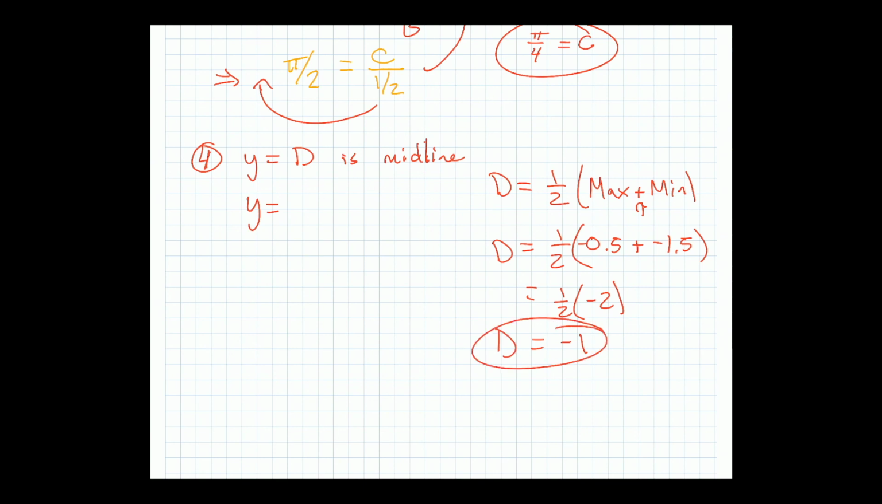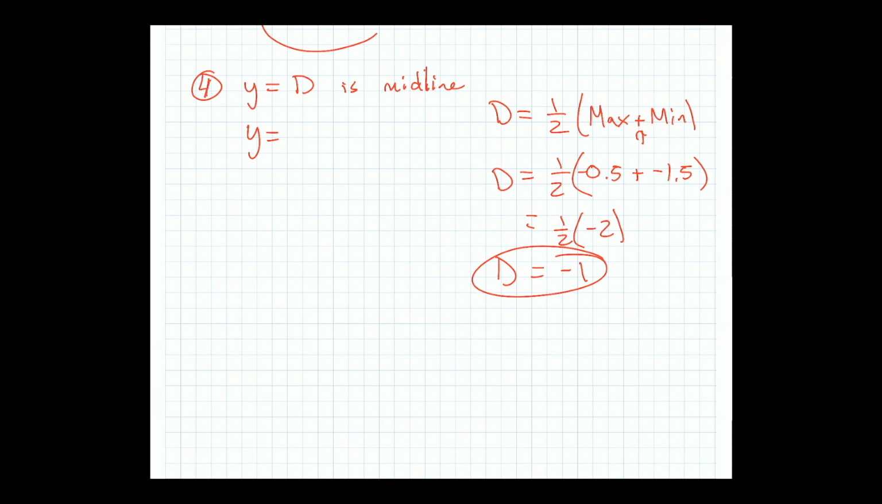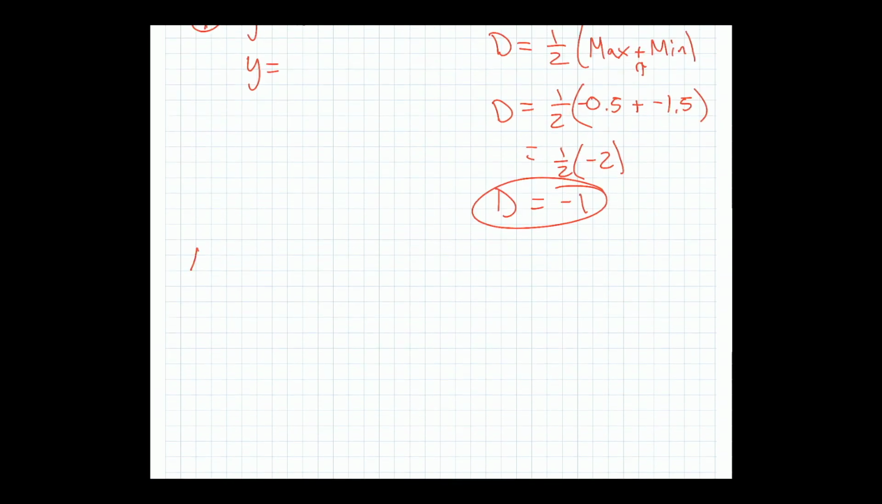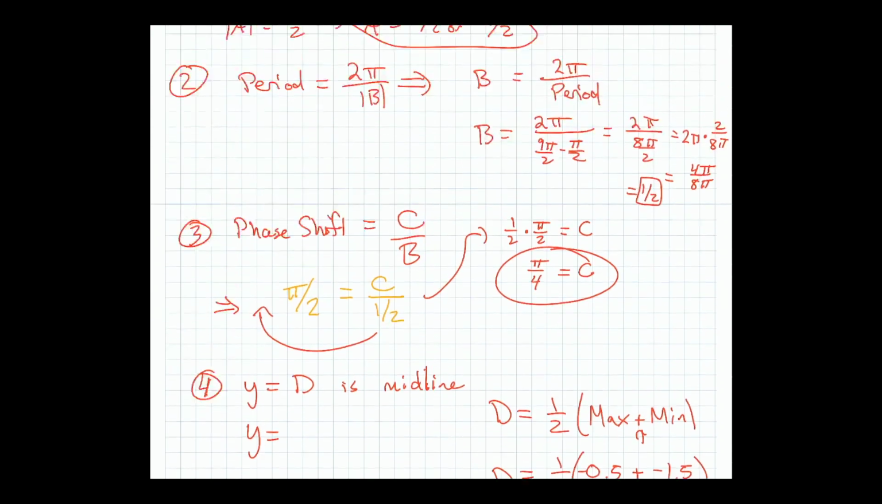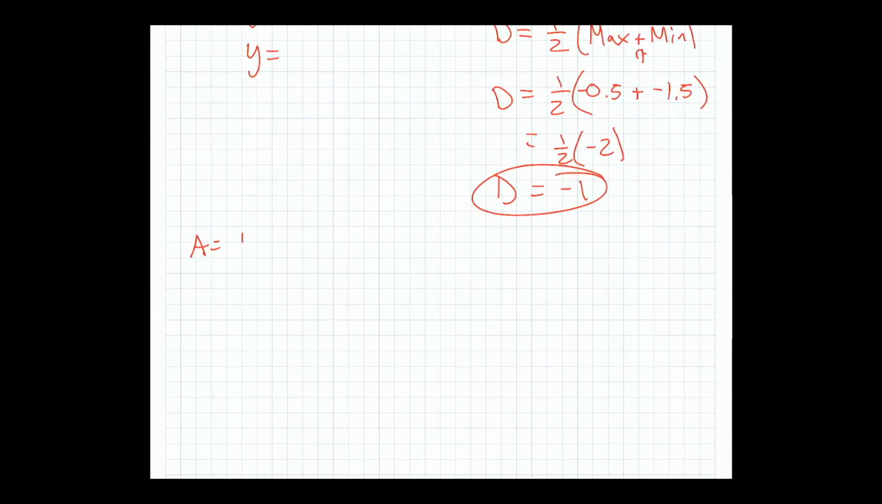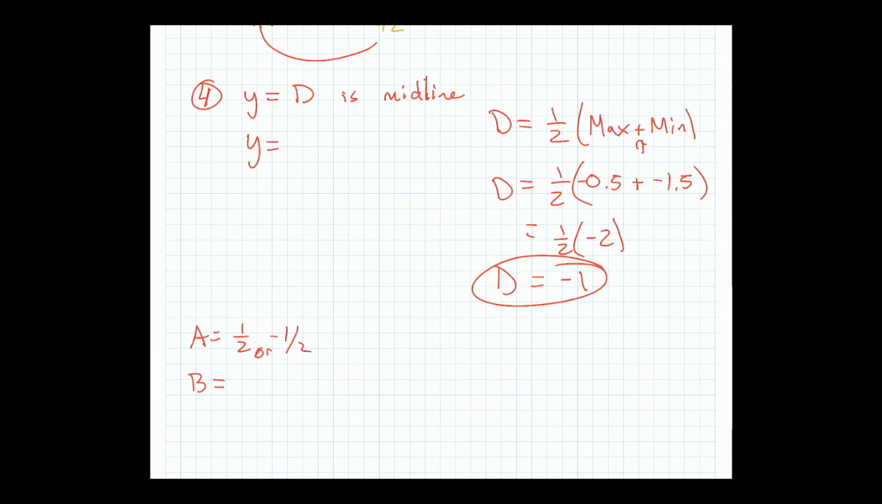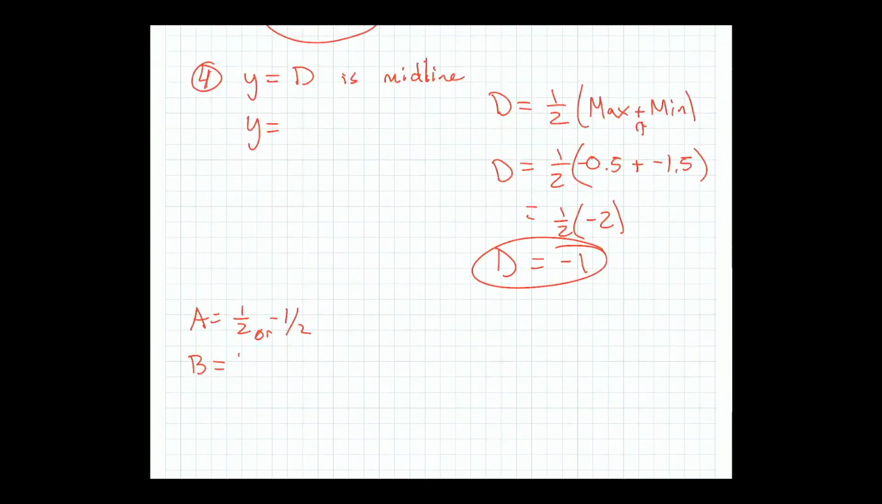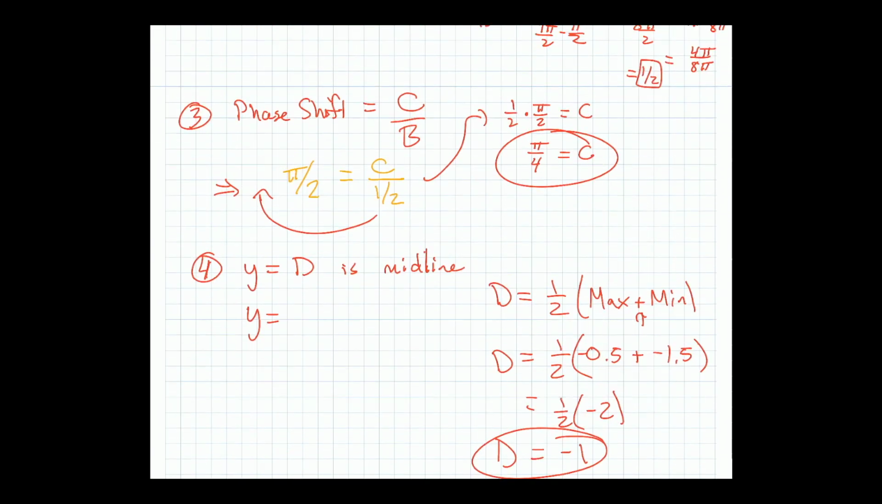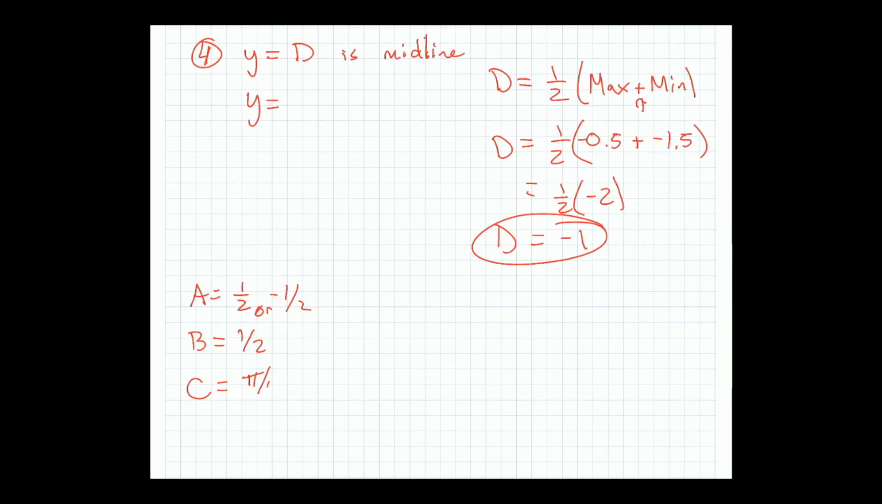All right? So at this point, here's what we have. I'm going to summarize. A equals, what was it, 1 or negative 1? No, 1/2 or negative 1/2, and that's an or. The b we calculated was 1/2, the c we calculated was pi over 4, and the d we just calculated was -1. So what you got is y equals a cosine bx minus c plus d. We need to fill them all in.